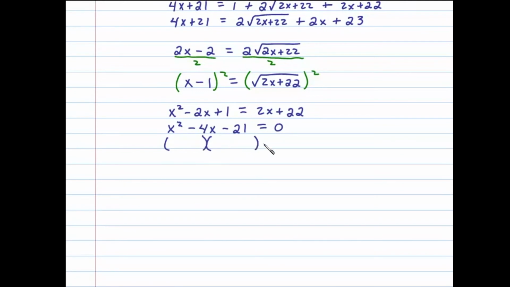So factoring this quadratic, x and x, 3 times 7 is 21, and if we make the 7 negative and the 3 positive, we'll have a negative 7x and a 3x that add up to negative 4x, and also positive 3 times negative 7 is negative 21. So it factors, and then we can set each factor equal to 0. So either x plus 3 equals 0 or x minus 7 equals 0. So my two possible solutions are negative 3 or 7.